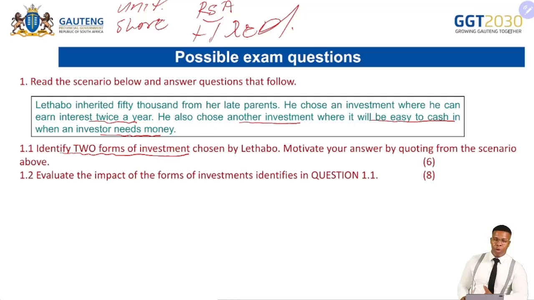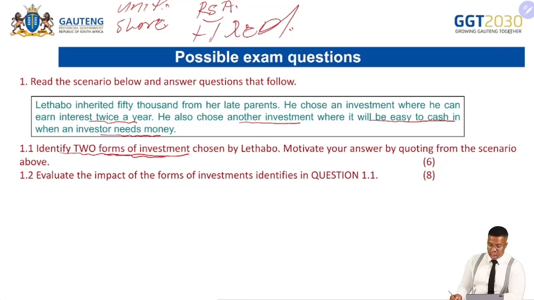So those are the four options. But if the question was to say, now identify the investment opportunities, then you are supposed to be in a position to know that the possible answers are from six options, which are your stock fell, managed portfolio, debenture, 32 days notice account, life insurance. Those could be your possible answers. But because the question says forms of investment, your possible answers can be a unit trust, shares, RSA retail savings bond, together with the fixed deposit.